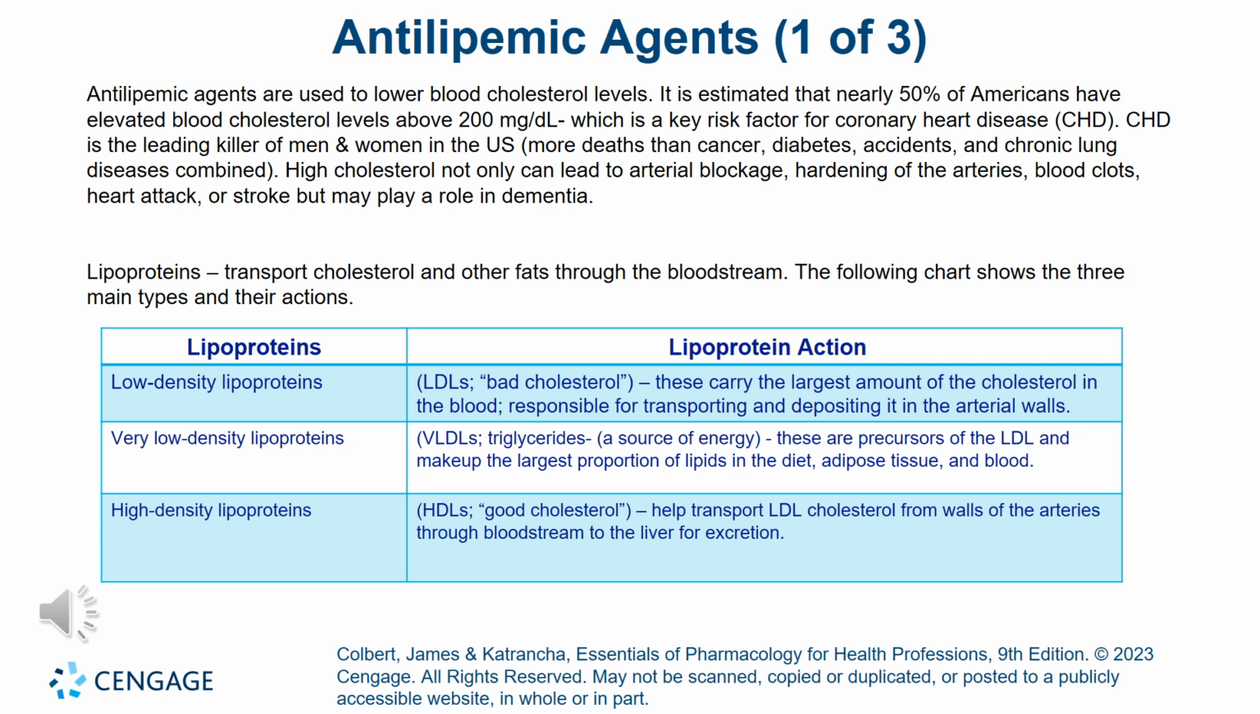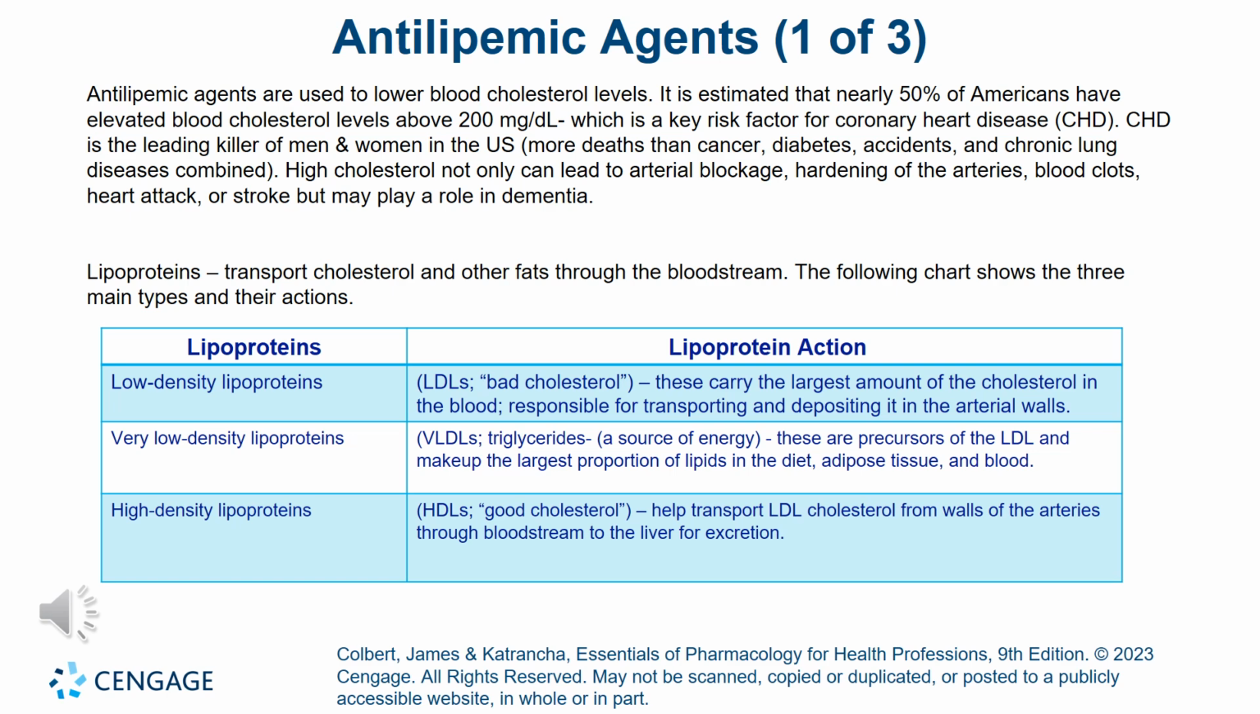High cholesterol not only can lead to arterial blockage, hardening of the arteries, blood clots, heart attack, or stroke, but may play a role in dementia. Lipoproteins are responsible for transporting cholesterol and other fats through the bloodstream. The following chart shows the three main types and their actions.